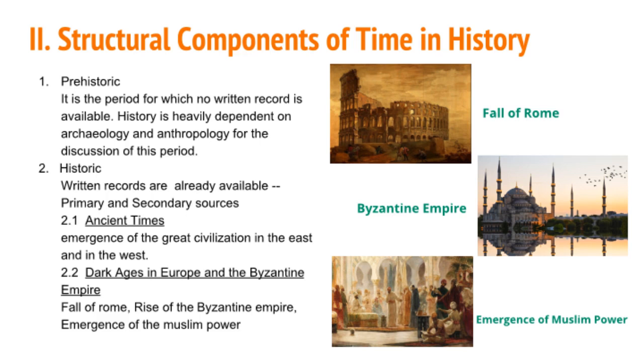2.2 The Dark Ages in Europe, and the Byzantine Empire. This is a period characterized by the barbarian invasion and cultural stagnation in Europe. It started with the fall of Rome, and is coupled with the rise of the Byzantine Empire in the East, followed by the emergence of the Muslim power.